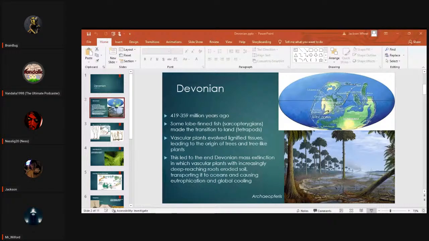Real fast, we know in the Carboniferous there was no reason for plants to rot after they died, because nothing could break them down yet. That probably was the same in the Devonian plants too. Well, yeah, you can break down plants. You can break down cellulose. You just can't break down lignin at that point.